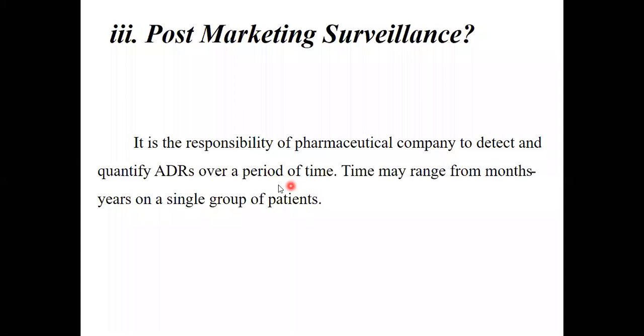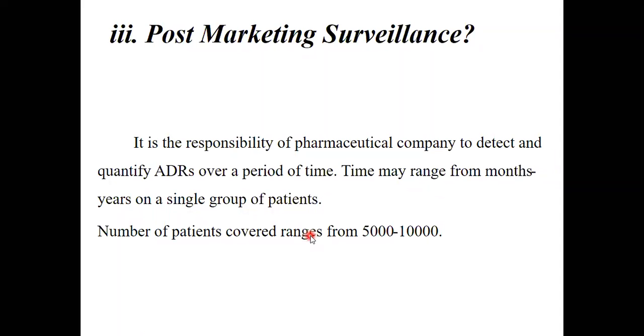For example, if it has launched the product in India, it is on the Indian population only. You cannot bring in African population or American population data into this. So it should be on a single group of patients. The number of patients covered during the study ranges from 5,000 to 10,000. That is the range. At least you should focus on such a number of patients.